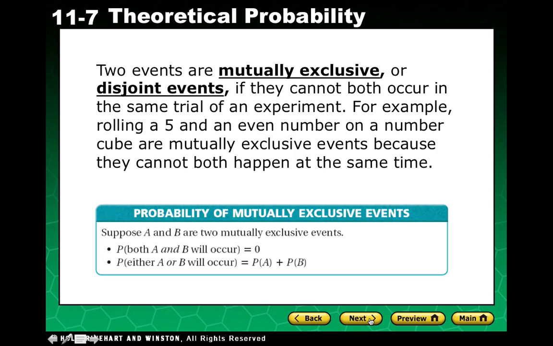Two events are mutually exclusive or disjoint events if they cannot occur in the same trial of an experiment. For example, rolling a 5 and an even number on a number cube are mutually exclusive events because they cannot happen at the same time.